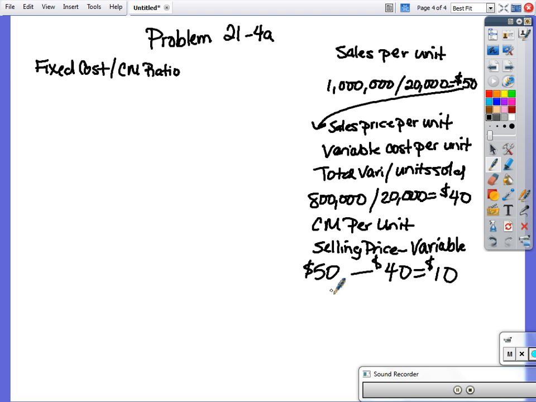Now to get the ratio: contribution margin per unit divided by selling price, which is what percent? 20%. All right.